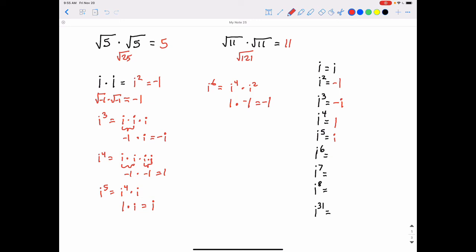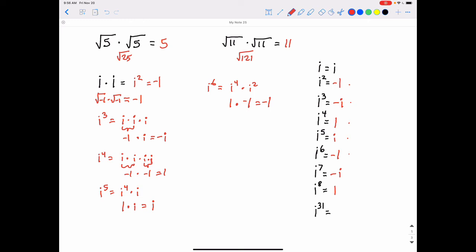So if you keep going, you might notice a pattern here. It goes i, -1, -i, and then 1, and then the pattern repeats itself. i, -1, so then what's the next number in the pattern? Well, that would be -i, and then i to the eighth power would have to be +1, so it keeps that same pattern. i, -1, -i, and then 1. So every fourth power of i is going to equal 1.